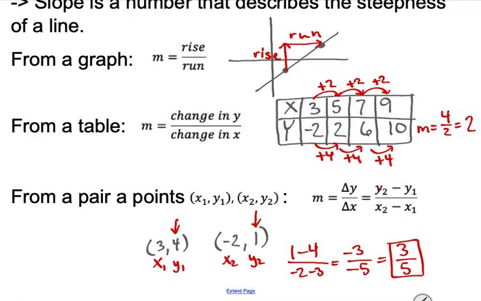So on top I get 1 minus 4. And on bottom I get x2, which is negative 2, minus x1, which is 3. And I get negative 2 minus 3 on bottom. That gives me negative 3 over negative 5, which is 3/5. The important thing here, the points are interchangeable. So this could very well be y1 minus y2 over x1 minus x2. The order isn't going to matter, because if you did it in the other order, you just change the signs on top and bottom. If you change the signs twice, you'll get the same sign you started with.